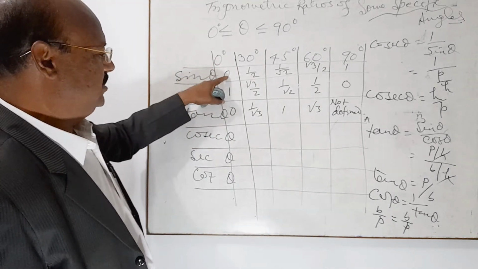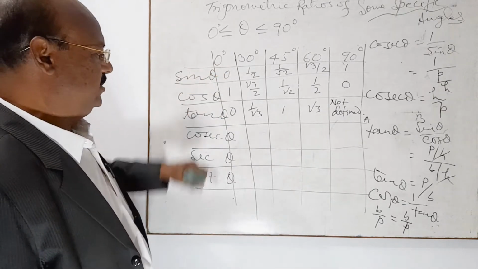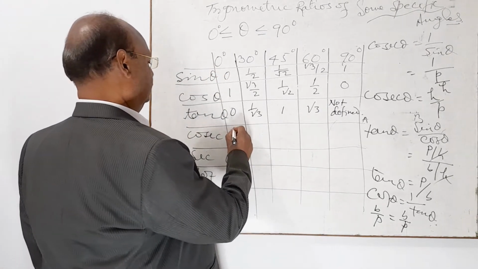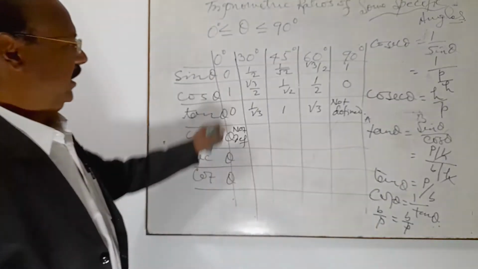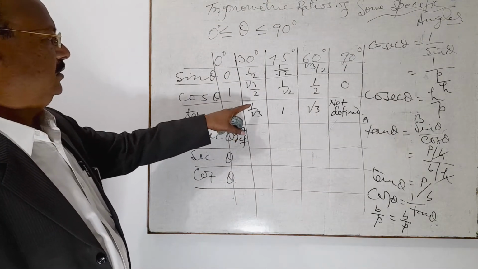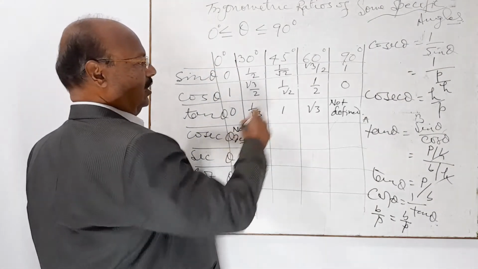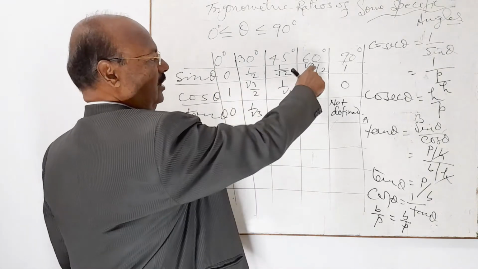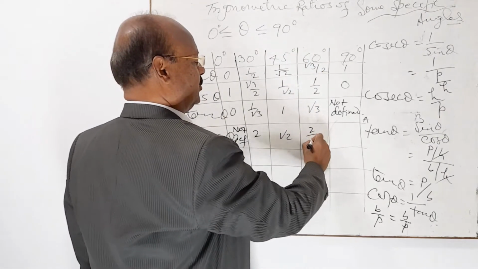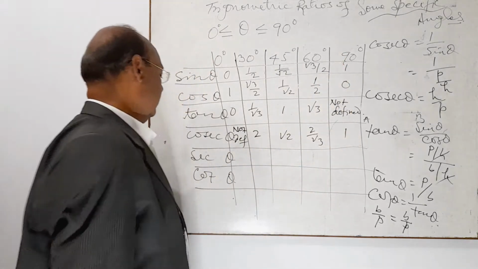So 1 upon sine is cosec. So 1 by 0, this is not defined. Again 1 by 1 by 2, that is 2. 1 upon 1 by root 2, that is root 2. 1 upon root 3 by 2, that is 2 by root 3. And 1 upon 1 is 1.